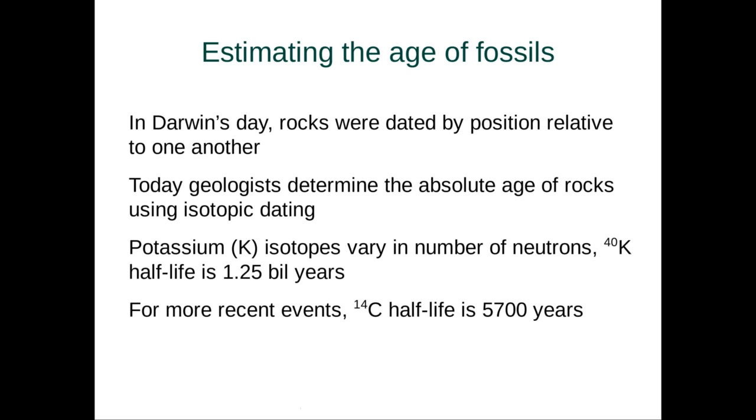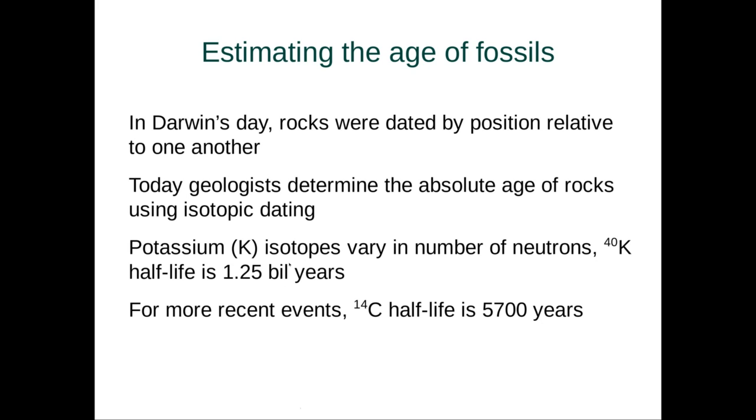But modern geologists determine the absolute age of rocks by using isotopic dating, which is a really cool technique. So two of the most common elements that they use are potassium and carbon. Now, for things that are super duper old, they use uranium, but potassium and carbon are typically the two we use the most to date fossils and remains of organisms.